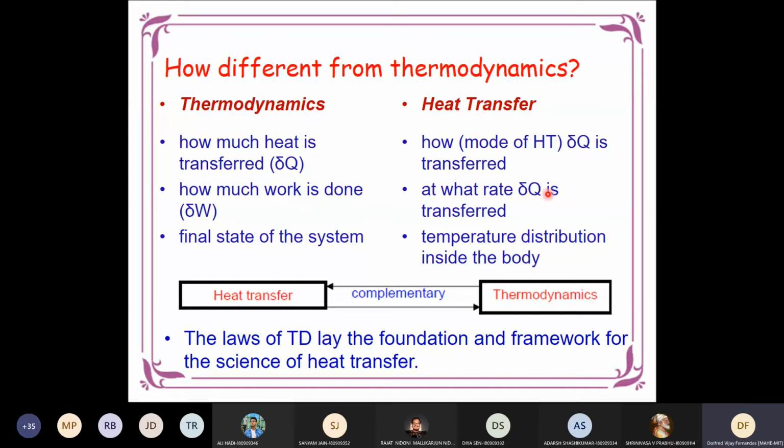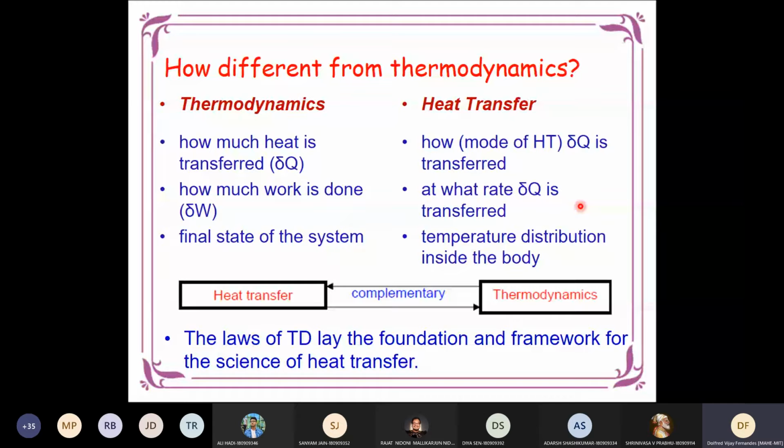Then we estimate the rate, the time rate, or if it is per second, how much heat energy is transferred. And we can also estimate the losses and the temperature distribution in the body. So heat transfer gives us more details. In thermodynamics, we can only estimate the energy transfer in a complete process. It's in kilojoules, whereas heat transfer is always given as a rate in watts, joules per second.